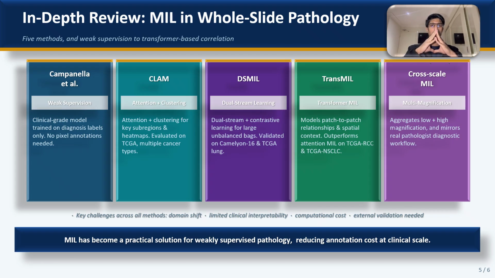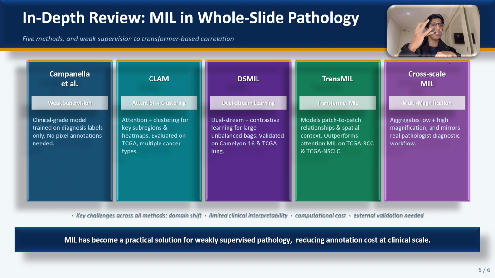CLAM uses attention and clustering to identify key regions and produce heat maps, evaluated on TCGA across multiple cancer types. DSMIL handles large unbalanced bags using a dual-stream and contrastive learning approach, validated on Camelyon16 and TCGA lung. TransMIL outperforms attention methods on TCGA RCC and TCGA NSCLC, though at higher computational cost. Finally, cross-scale MIL aggregates multiple magnification levels, which mirrors how pathologists actually examine slides.